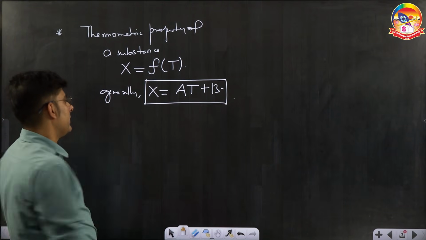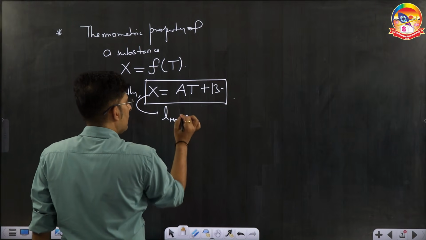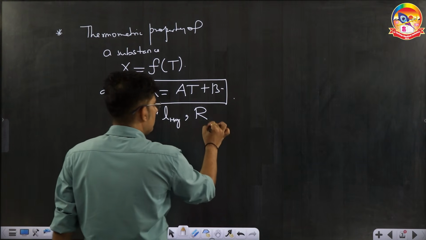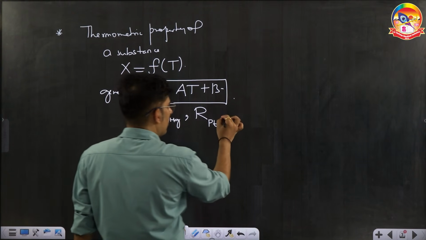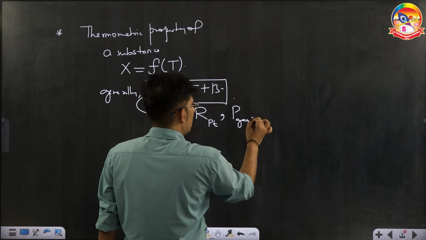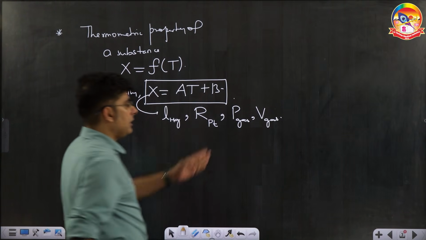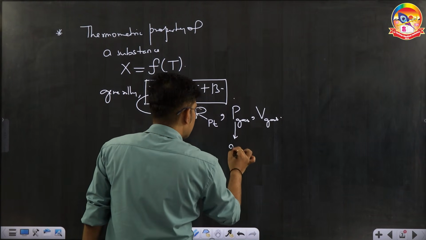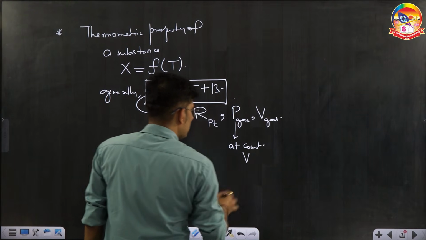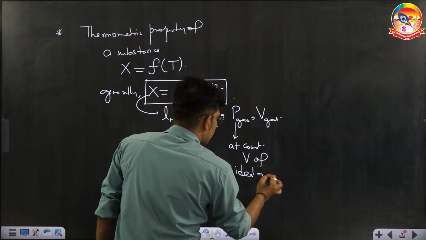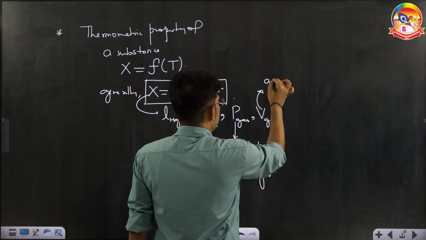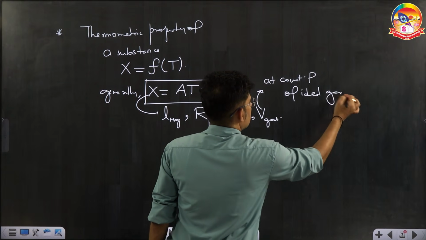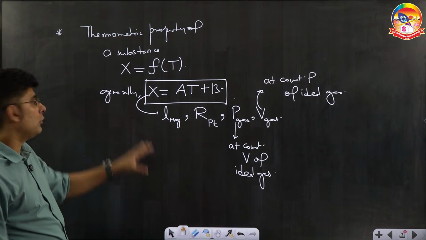For example, length of mercury column in clinical thermometers, resistance of a platinum wire in electrical thermometers. In constant pressure and constant volume gas thermometers we can take pressure of gas, volume of gas, these all can be taken as thermometric properties. P of gas at constant volume of ideal gas, V of gas at constant pressure of ideal gas. All these are properties which vary linearly with temperature, so we use this.